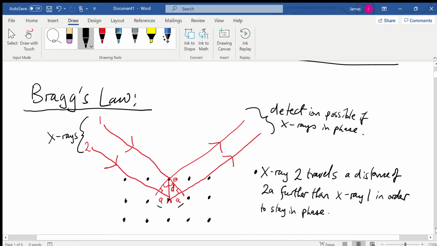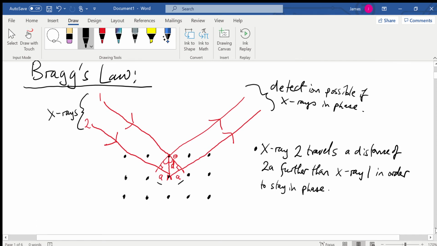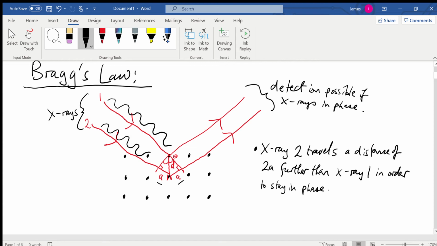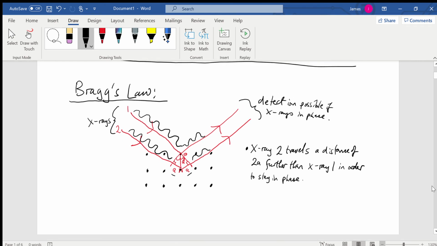If you can imagine when the wave is traveling this way, the X-ray is oscillating, oscillating, oscillating. Originally it's in phase, so peaks and troughs are at the same spot. Then as this keeps going, this has to travel further to keep up and stay in phase with it. So that's what I mean by it has to travel a bit further. Okay, so far so good.